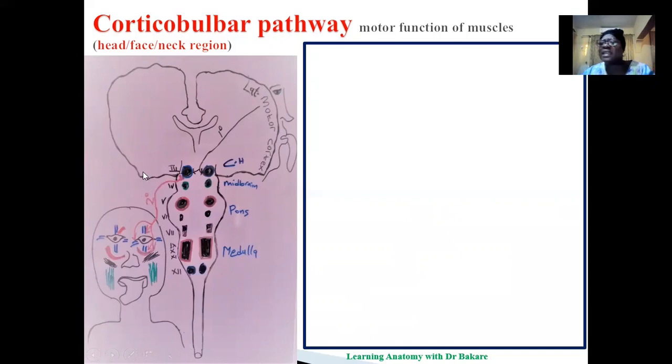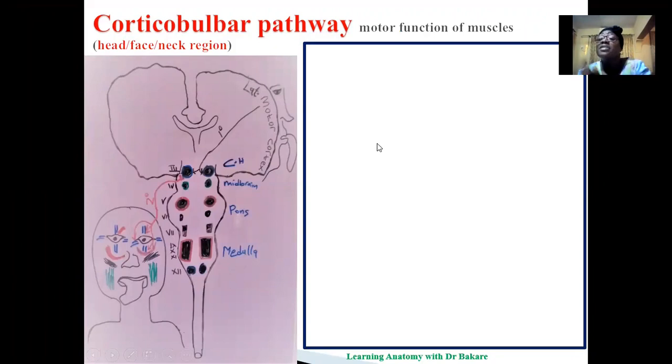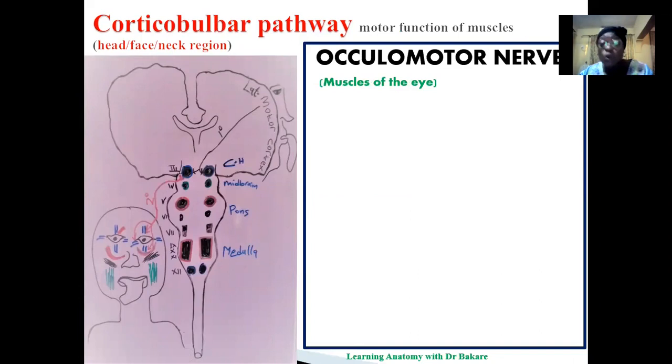So we are going to be taking the entire motor nuclei located within the brainstem, one after the other, and relating them to the different muscles or structures that they innervate around the head region. Let's take the first one, which is the oculomotor nerve. The first and the second cranial nerves, the olfactory and the optic nerve, are sensory, so they are not included within this set of nuclei. So we have the third cranial nerve, which is the oculomotor nerve.